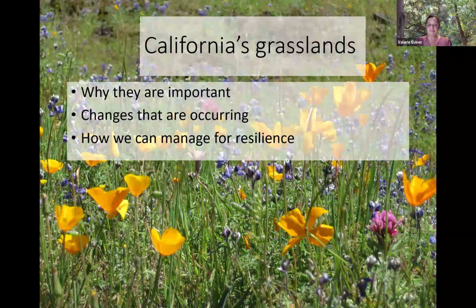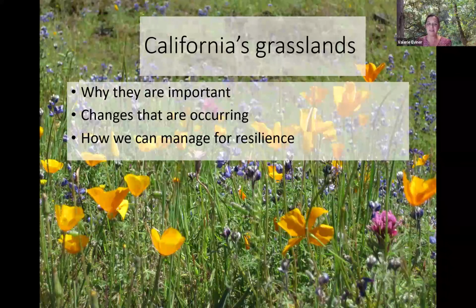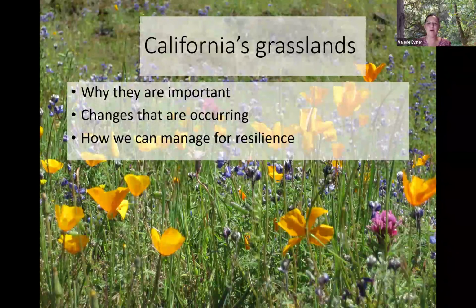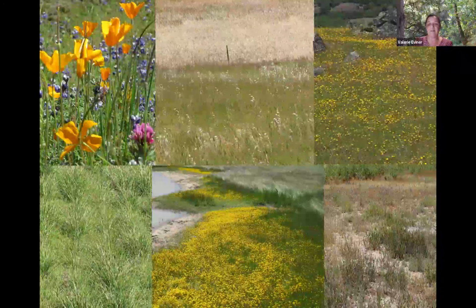So just to give a brief overview of what we'll talk about today: California's grasslands, why they're important and interesting, the changes that are occurring in them, and how we can manage for resilience. And the fun thing about talking to Native Plant Society folks is you all love and adore all of our diverse plant types and ecosystem types. So you all very much know that there are lots of different types of grasslands here in California.